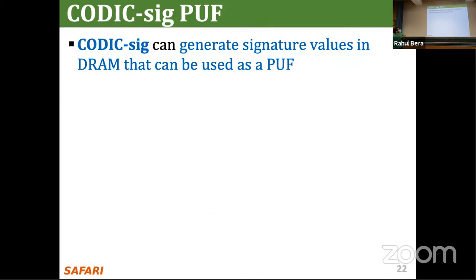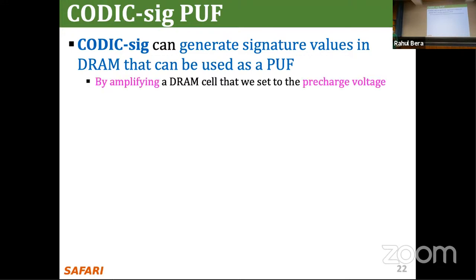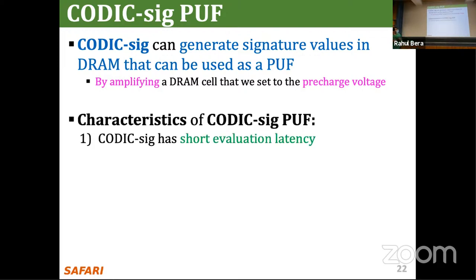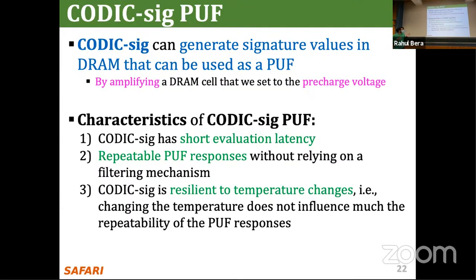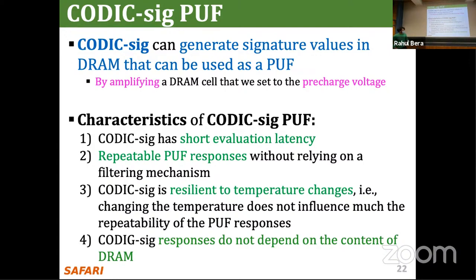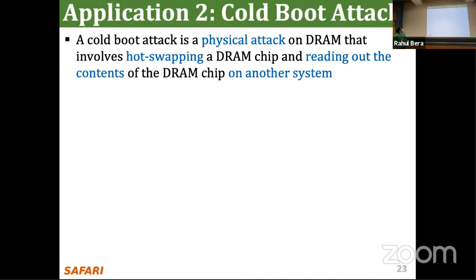So, CODIC-sig can generate signature values in DRAM that can be used as a PUF by amplifying a DRAM cell that we set to the precharge voltage, as I explained before in the CODIC-sig variant. And the characteristics of our PUF is that it has short evaluation latency. It shows very repeatable PUF responses without relying on a filtering mechanism. And CODIC-sig is resilient to temperature changes, as I explained before as well. So changing the temperature does not influence much the repeatability of the PUF responses. And CODIC responses do not depend on the content of the DRAM as well.